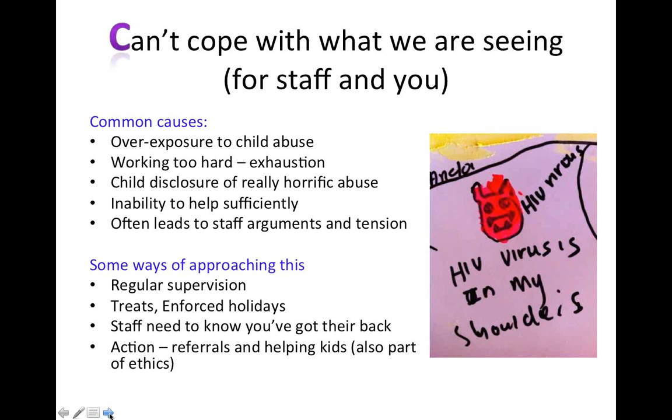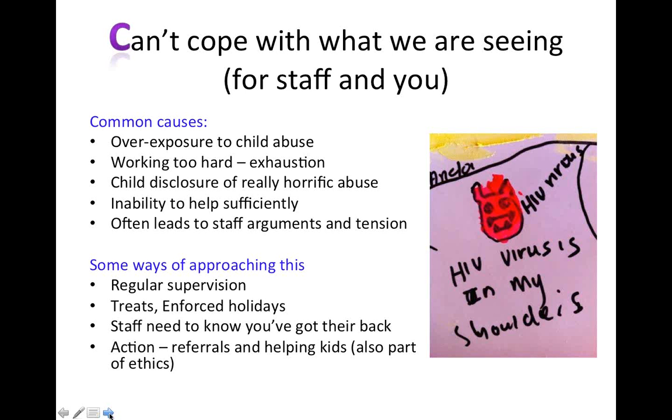And sometimes we're quite good at dealing with it for our colleagues, but we're often not very good at dealing with it ourselves. And we often don't realize that things like our exhaustion, our arguments with other colleagues, and even our arguments back home with our partners and children can be related to this kind of overexposure. Now, in some ways this is the nature of the game, but there are some ways that can be helped. One of them is to have regular supervision for everyone, and if you're a team leader, for yourself as well. We enforce holidays and we enforce treats for our team. We send them off on outings, we buy them spa vouchers, anything to force them to take a bit of time off.